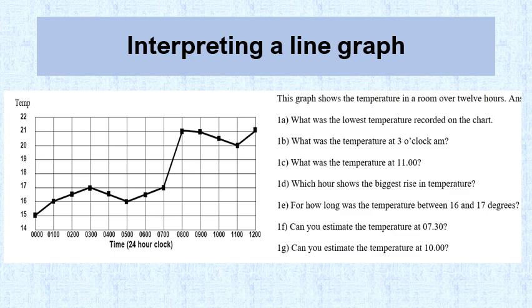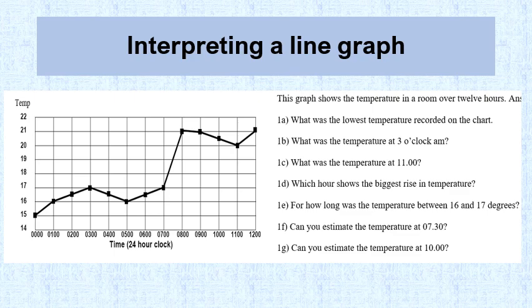You can place your ruler across and make sure you're looking at the time correctly to take an accurate reading. Question 1c, what was the temperature at 1100 hours? So moving along the graph to 1100 hours, and then if you look across, it's 20 degrees Celsius.